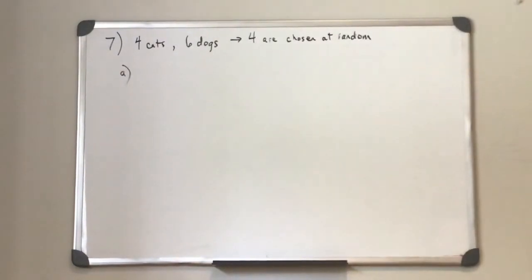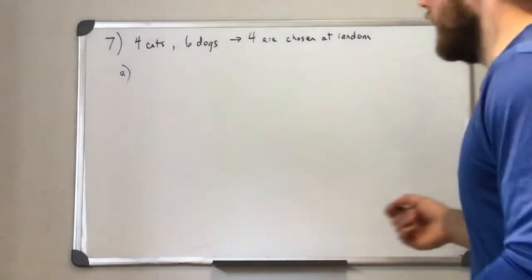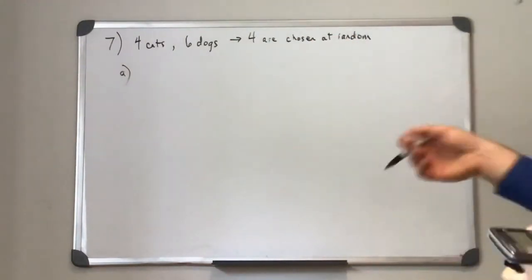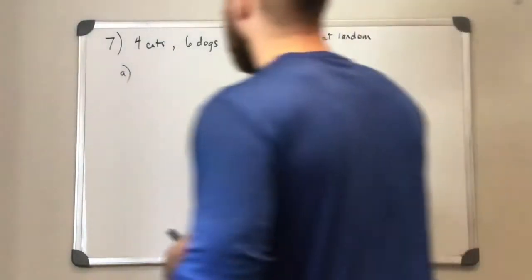All right, I had a question about number 7b. I'm going to go through 7a as well, just to go through it all. We're told that there are 4 cats and 6 dogs. 4 of these animals are chosen at random. What was the probability that we have 2 dogs?